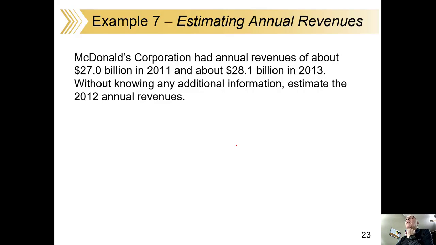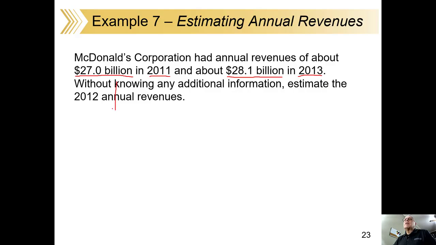So here's an example where we get to play around with the distance formula and the midpoint formula, in this case the midpoint formula. So what you've got here are annual revenues of $27 billion. Add a few dollars to that and you talk about real money, right? And along with that, you're talking about the year 2011. Ordered pair. $28.1 billion, 2013. What you've got is an ordered pair.